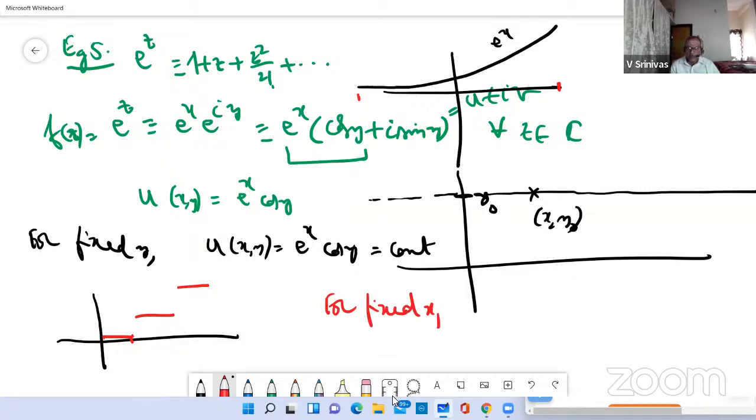What is u of x comma y? It is e power x naught into cos y, because my x is fixed, it is some constant x naught. So e power x naught is a constant, a positive number. And cos y is a continuous function. What does its graph look like? The graph of cos y.